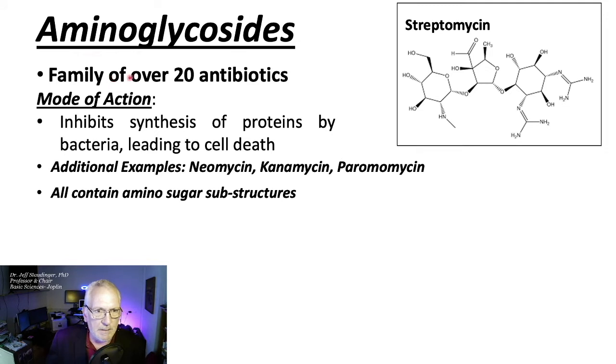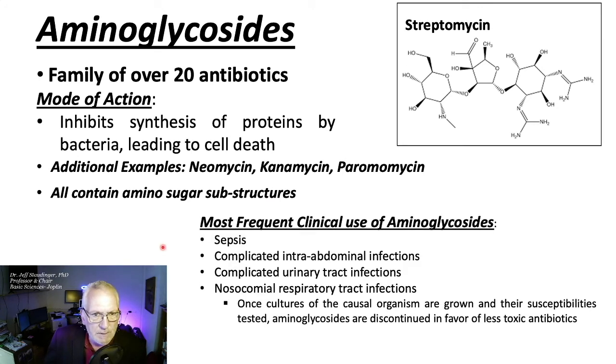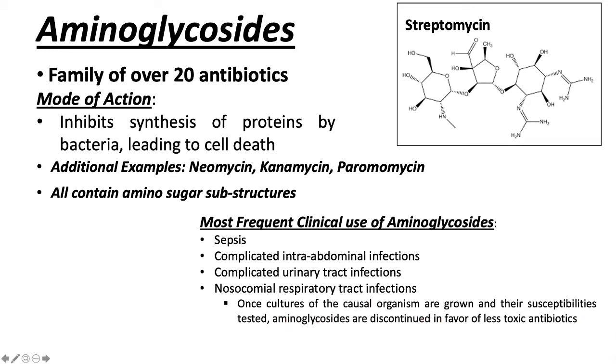Aminoglycosides is a large family of over 20 antibiotics. Their mode of action is to inhibit synthesis of proteins by bacteria, leading to cell death. The prototypical example is streptomycin, but additional examples include neomycin, kanamycin, and paromomycin. All contain sugar substructures. The most frequent clinical uses of these drugs include sepsis, complicated intra-abdominal infections, complicated urinary tract infections, and nosocomial respiratory tract infections. Once cultured, the causal organisms are grown and their susceptibilities tested. Aminoglycosides are discontinued in favor of less toxic antibiotics.